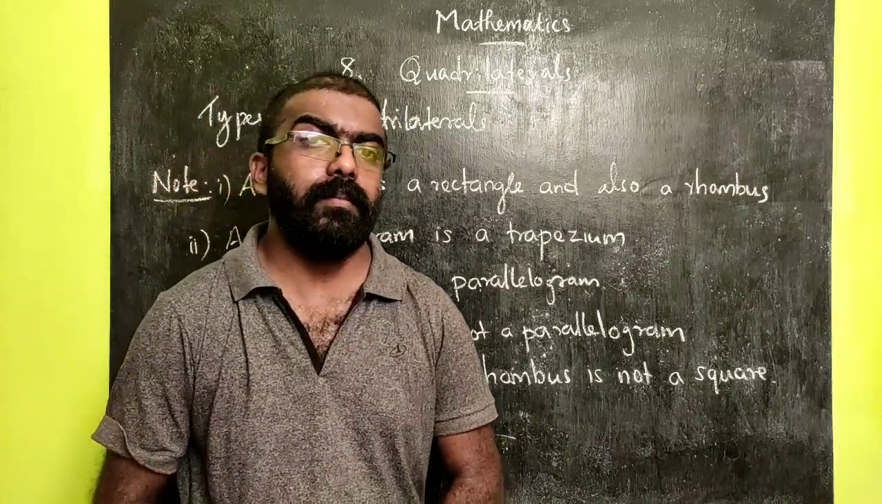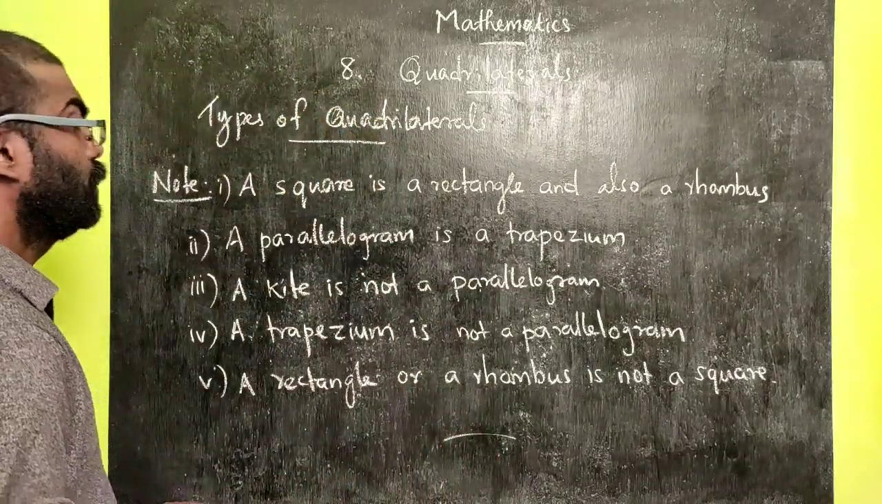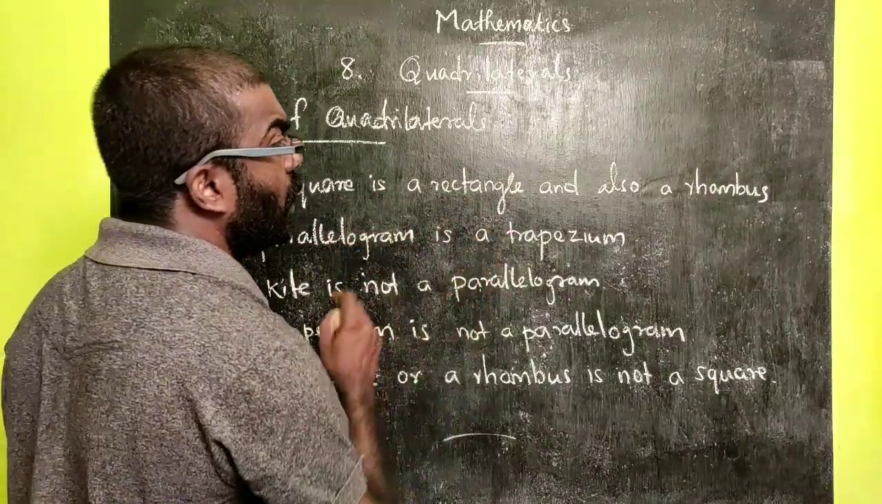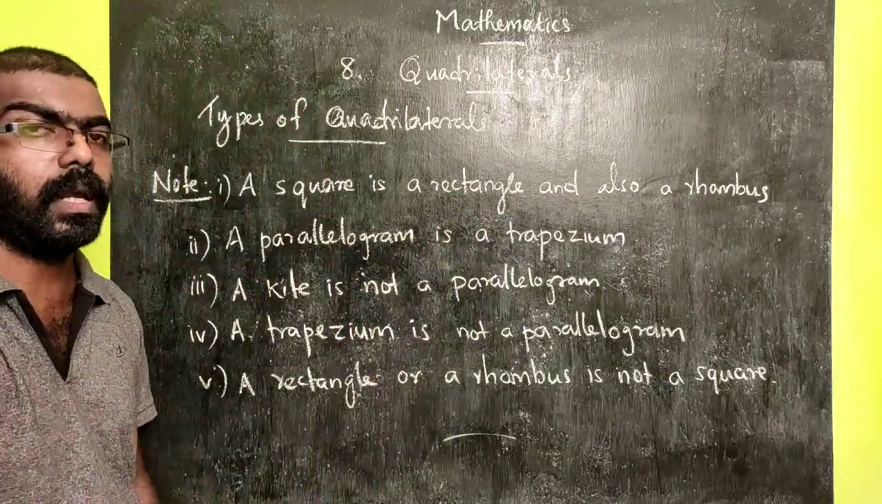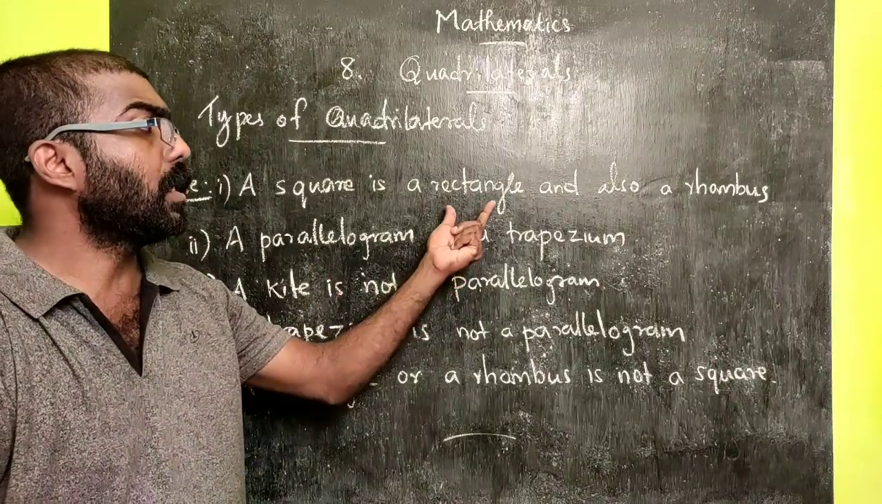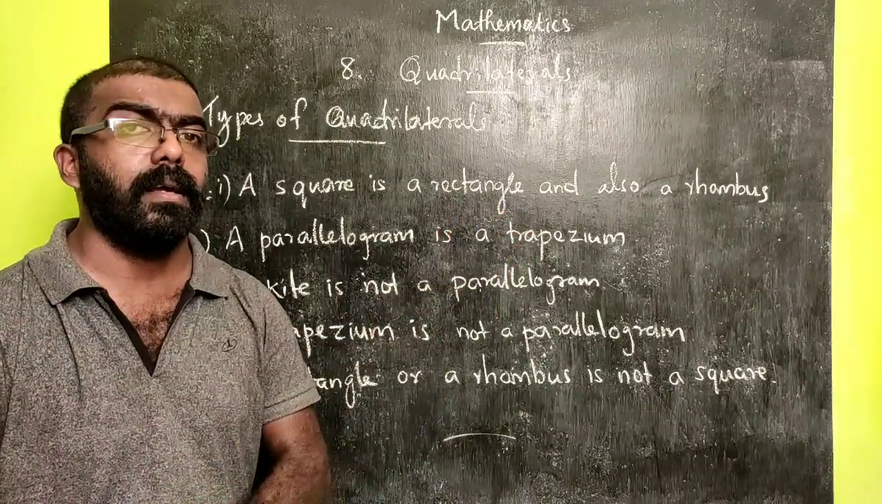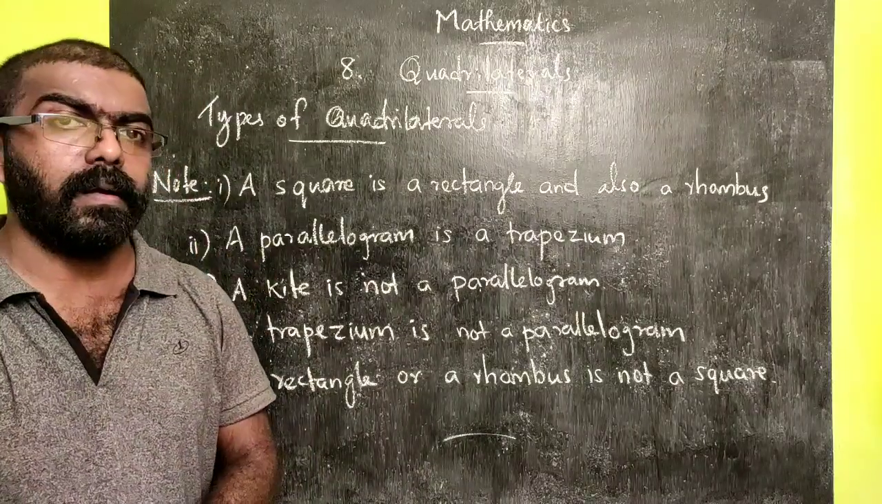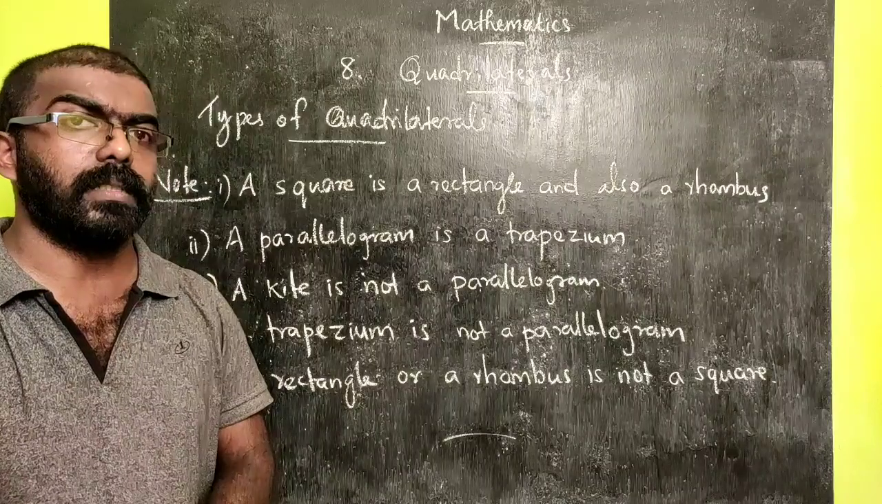Okay. Here are some points you have to keep in mind. First one is a square is a rectangle and also a rhombus. Because a square satisfies all the properties of a rectangle and a rhombus. So we can conclude a square is a rectangle and also a rhombus.